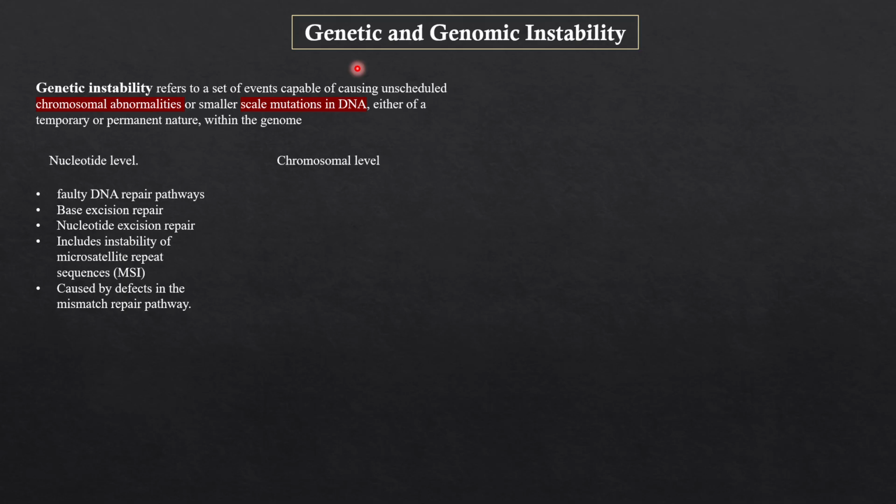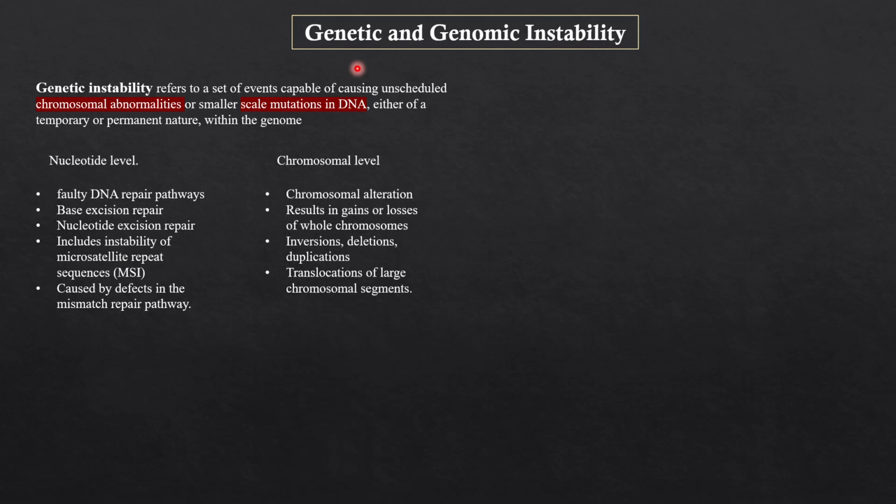These are the nucleotide level and the chromosomal level. The nucleotide level is characterized by faulty DNA repair pathways, base excision repair, nucleotide excision repair, and includes the instability of microsatellite repeats or MSI, and it is caused by defects in the mismatch repair pathway. Whereas the chromosomal level is characterized by chromosomal alterations that result in the gain or loss of whole chromosomes, inversions, deletions, or duplications. The translocations of large chromosomal segments can be characteristics of the chromosomal level of genomic instability.